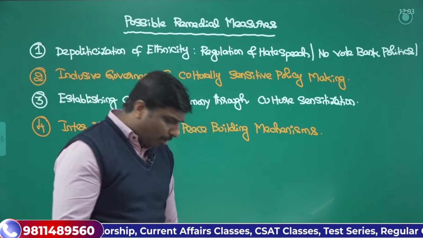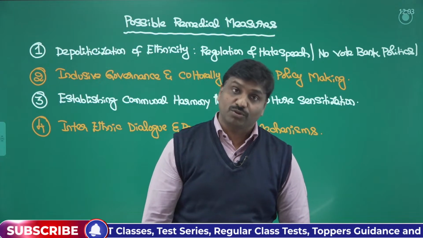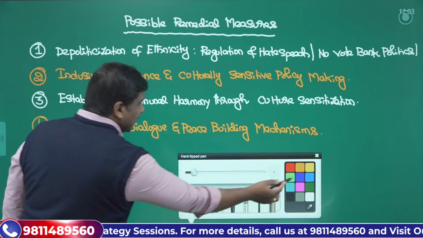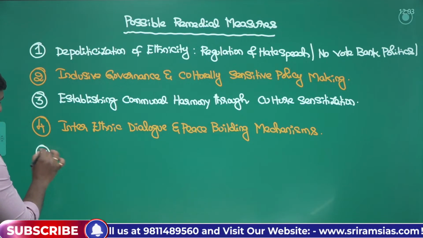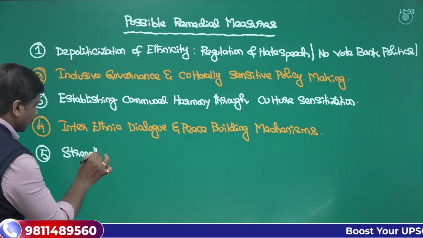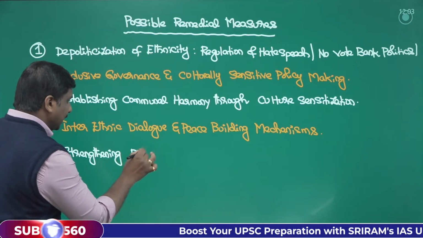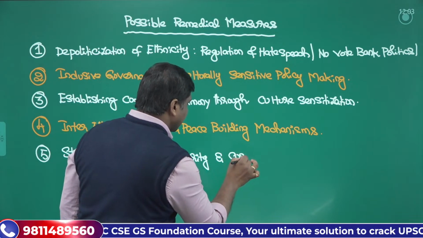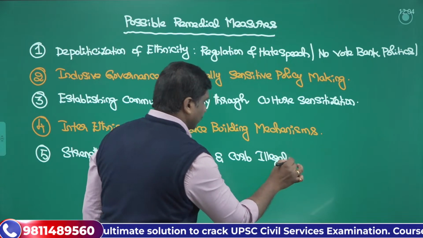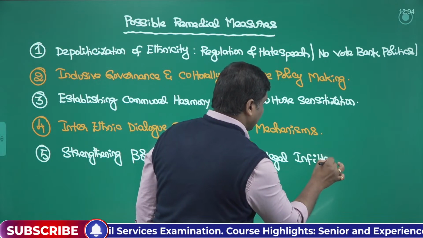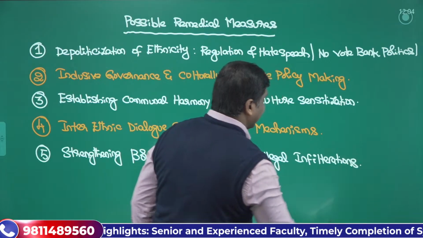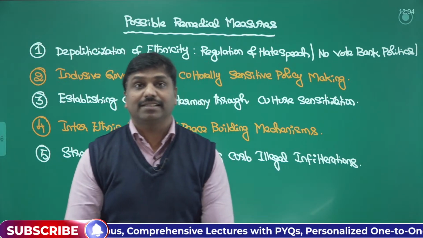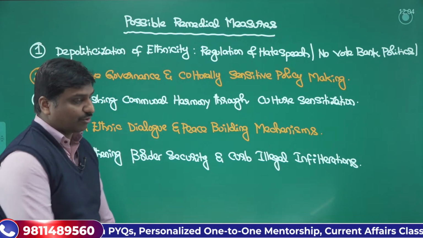Apart from this, there were so many border issues also, like cross-border infiltration. For that, we have to strengthen the border security and curb the illegal infiltrations. This could be another plausible remedial measure. When we do that, the border people or ethnic groups may not feel insecurity about their existence. So there will be some reduction in the ethnic conflicts.